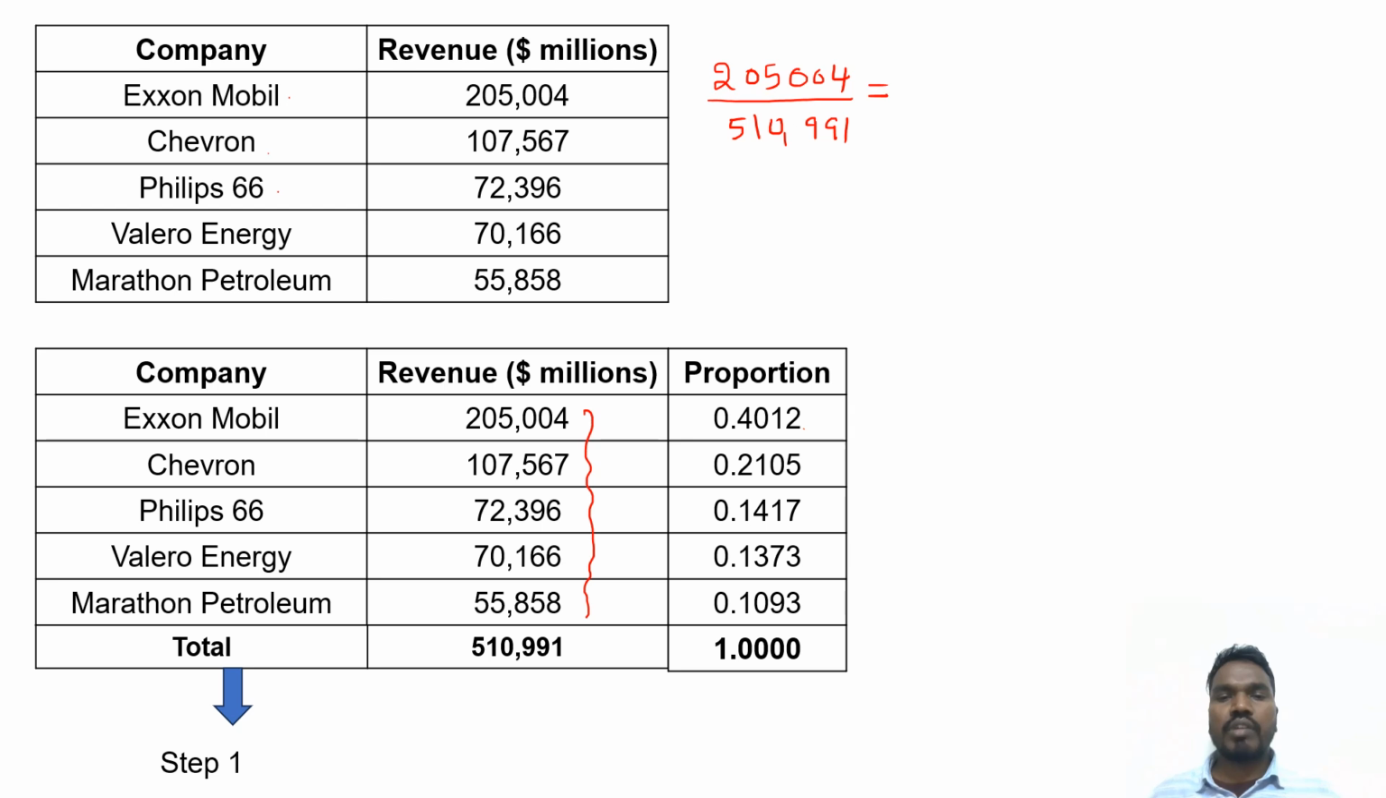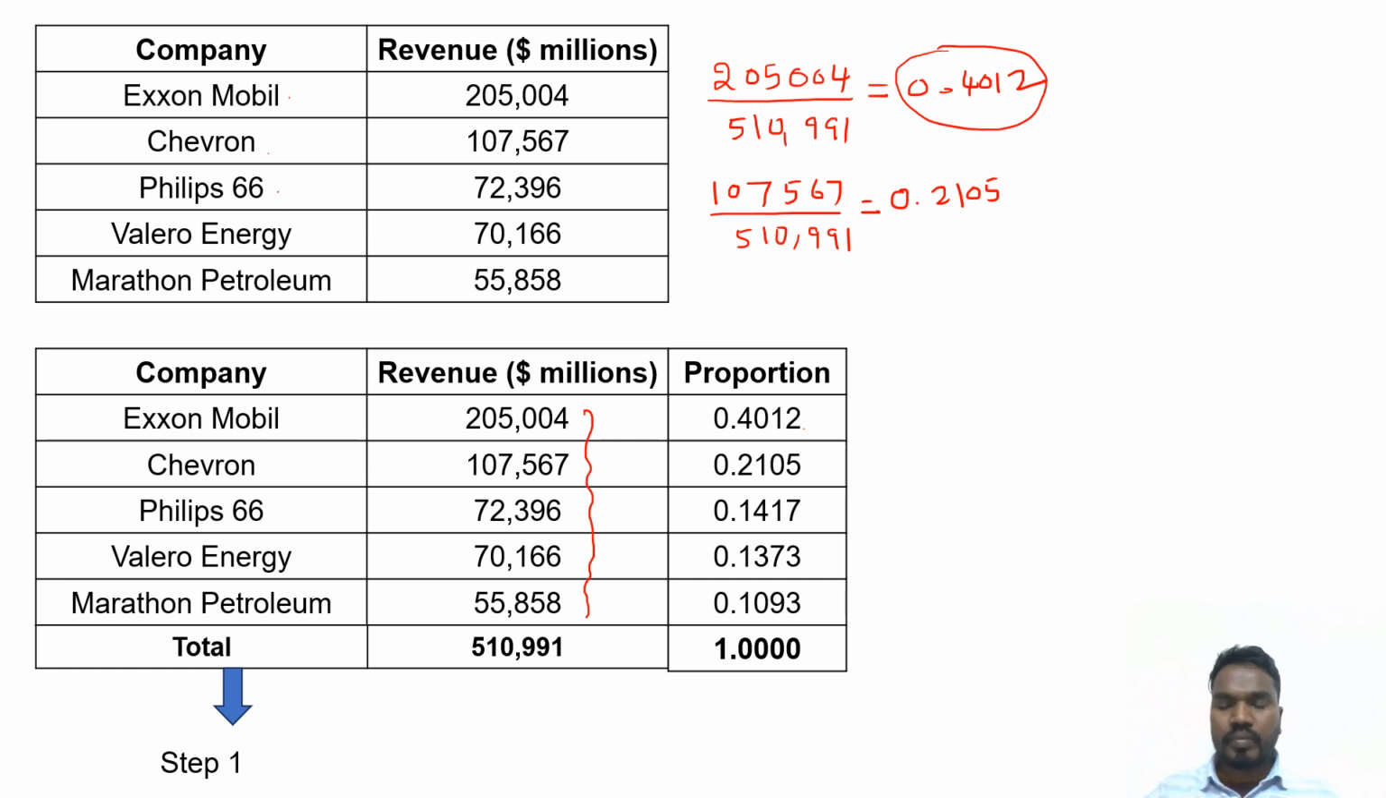510991. So that will give you 0.4012. So this much portion, right? And similarly you can find, so the chevron part is how much? 107567 out of total is how much? 510991. So that will give you 0.2105. Similarly, so like that you can find all the proportions for each company.